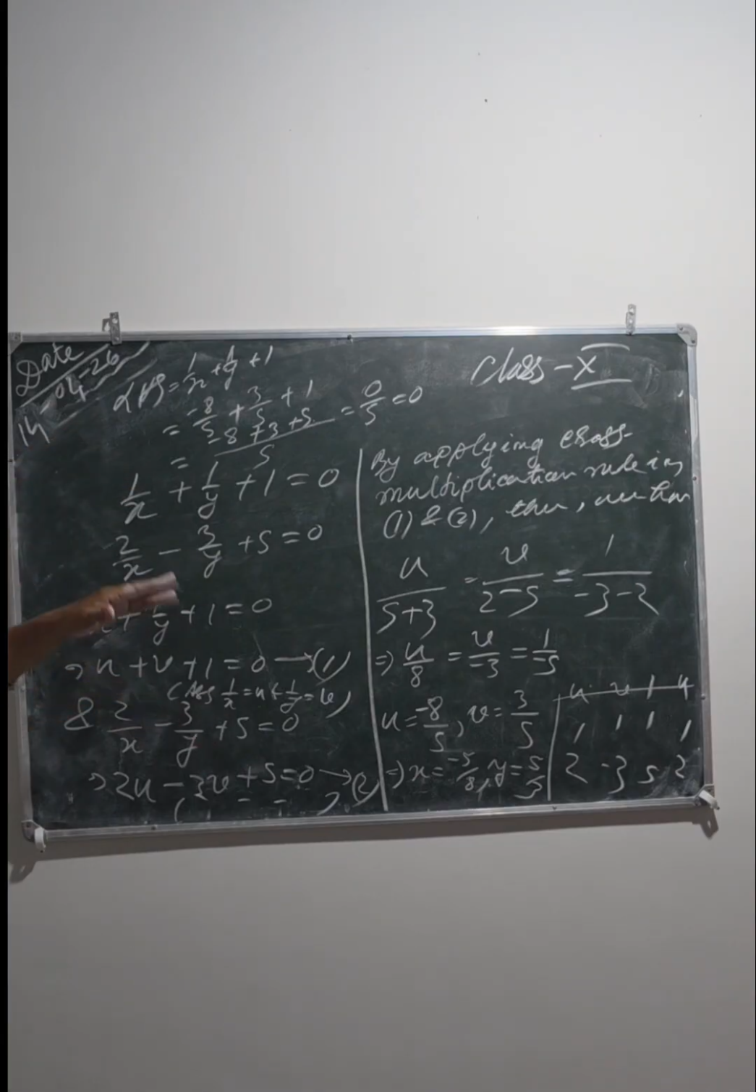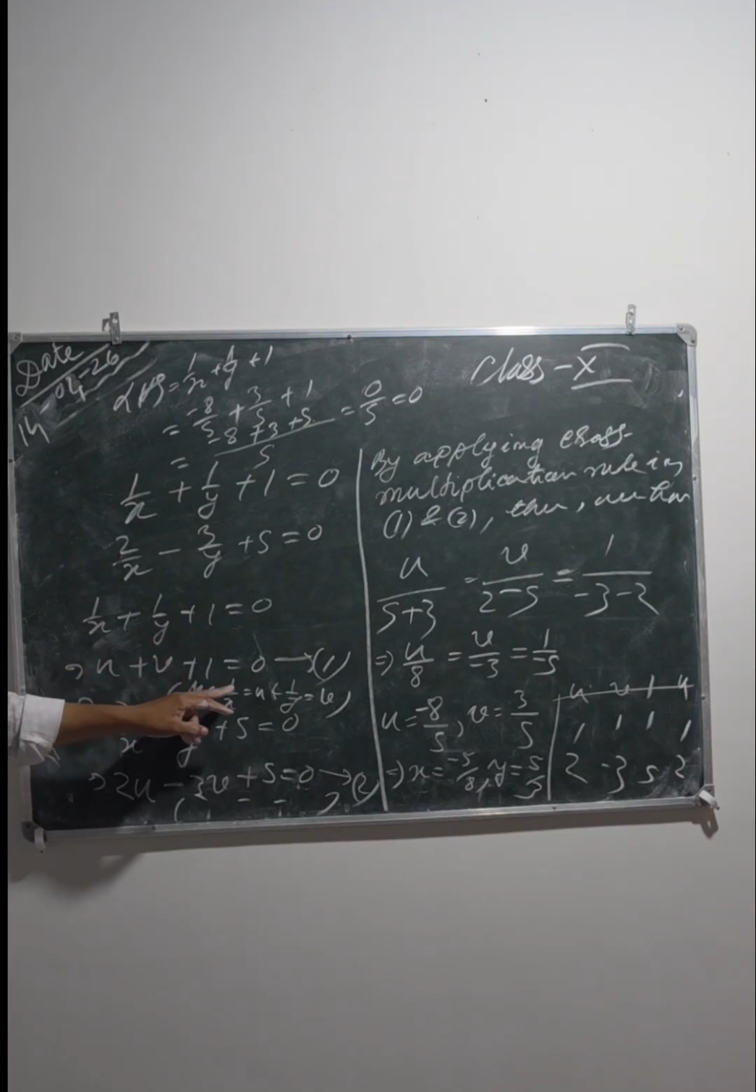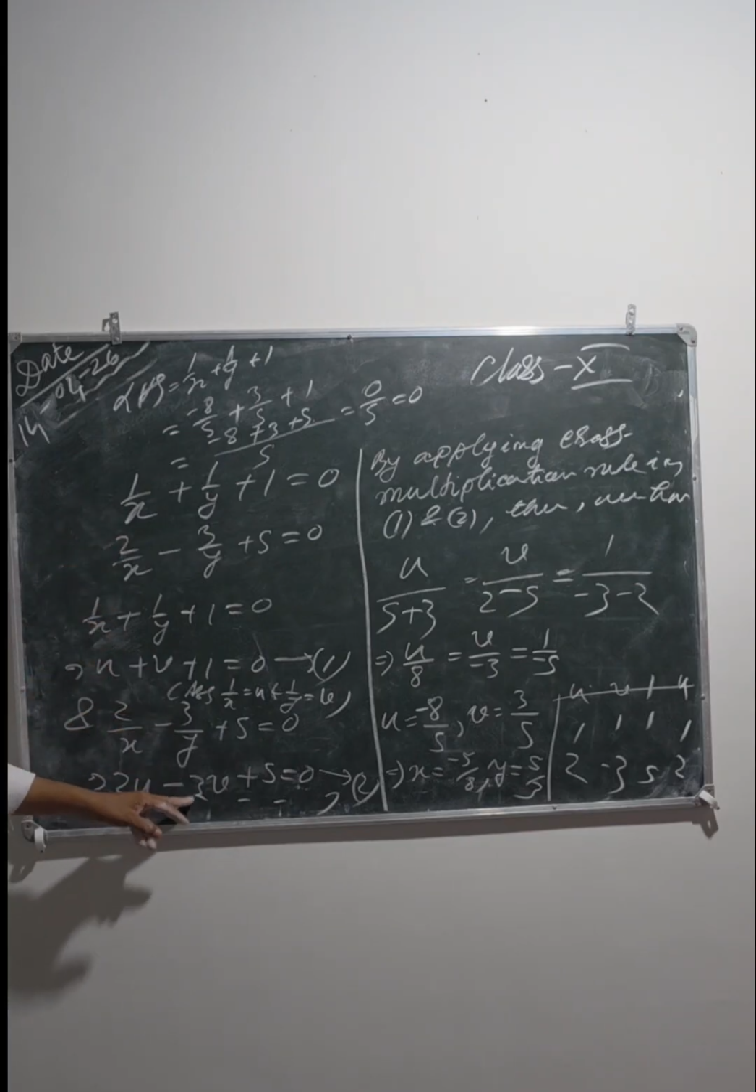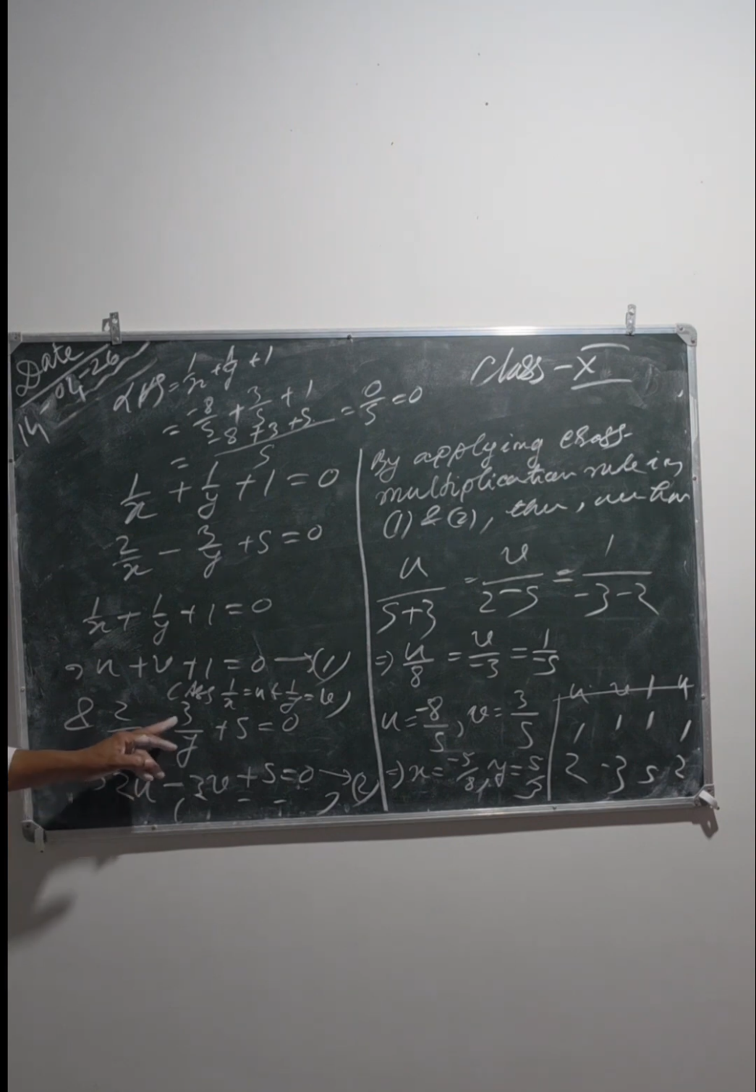So once again, let us see from the beginning. Here we have been given this one and this one. These are two simultaneous equations. Let us take the first one and assume 1 by x replaced by u and 1 by y replaced by v. That will be u plus v plus 1, where 1 remains the same. Similarly, in the second equation also, 1 by x is replaced by u and 1 by y is replaced by v, and 5 remains the same. So this is the first equation and this is the second equation. In terms of u and v we will cross multiply.